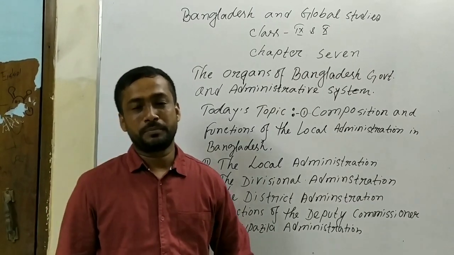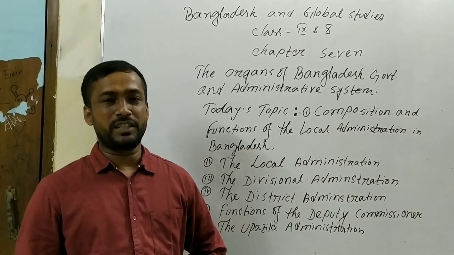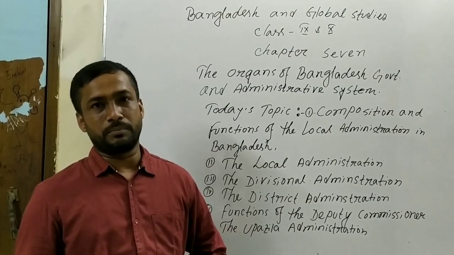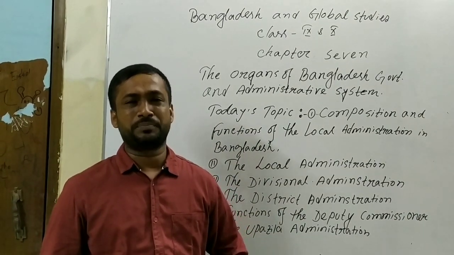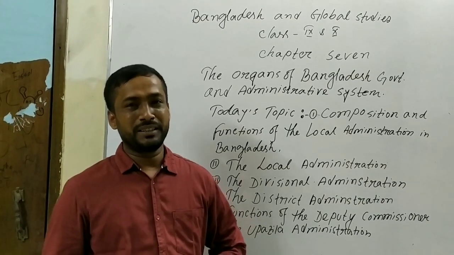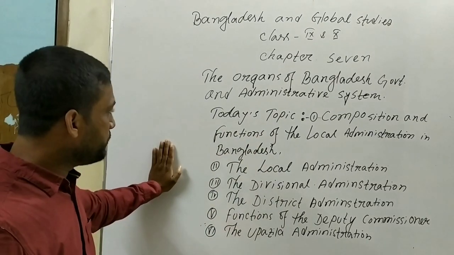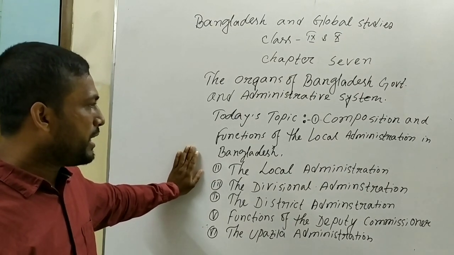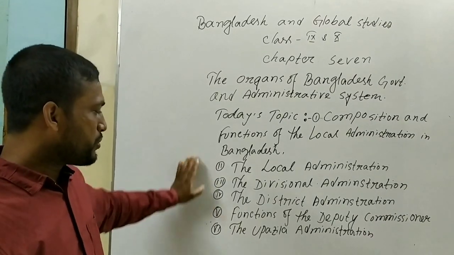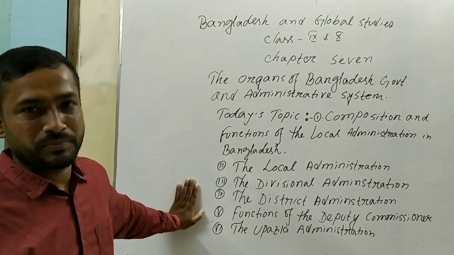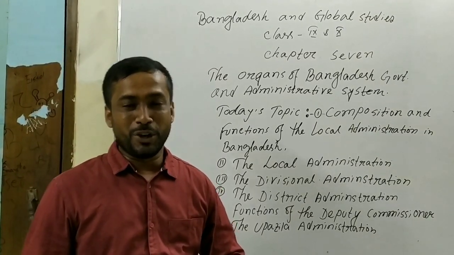My dear beloved student, we are learning about the organs of the Bangladesh government. It's chapter 7, Bangladesh Government Studies of class 9 and 10. Last class, we learned about the central administration. Today, we are going to learn about the composition and the function of the local administration, the district administration, the divisional administration, the function of the deputy commissioner, and we also learn about the upazila administration. My dear student, hope you will enjoy the class.